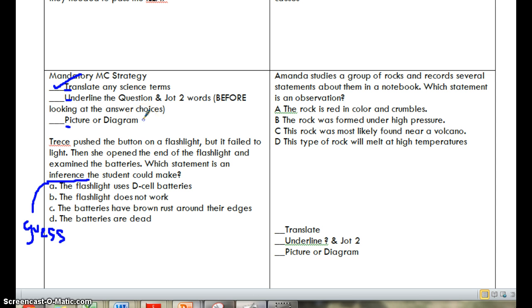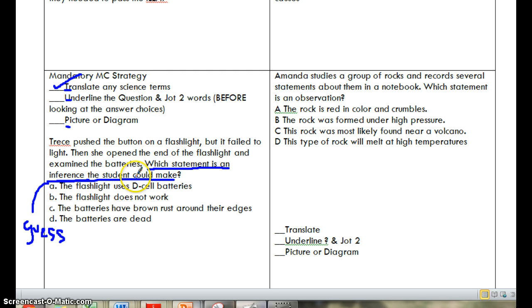This is what you need to be doing for every single multiple choice question you see from now until the LEAP, so that we're in this good habit. It's not that you don't know this information. It's important that you're using the strategy so that you always get the stuff you know correct. Next thing you're going to do is underline the actual question. So don't underline these first few words. This is the question: Which statement is an inference the student can make?